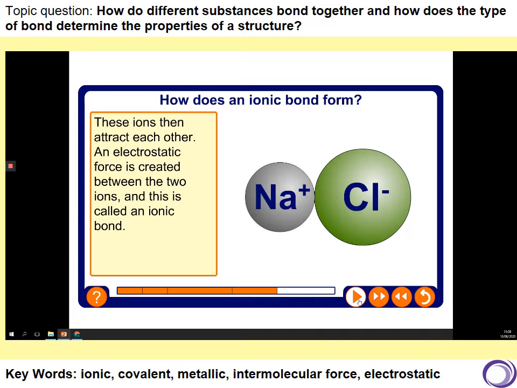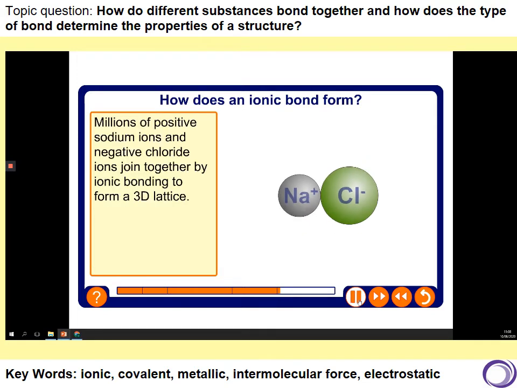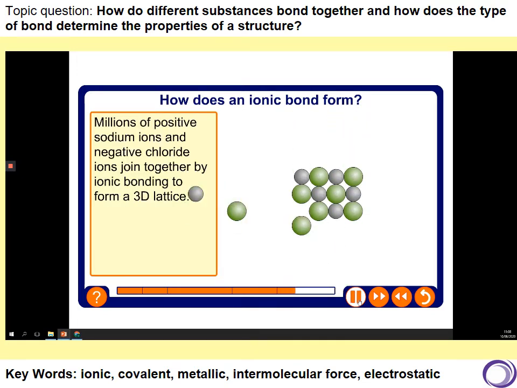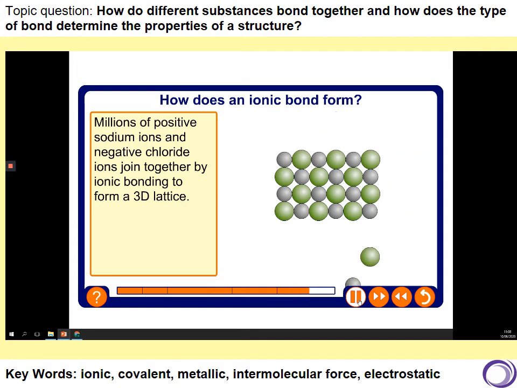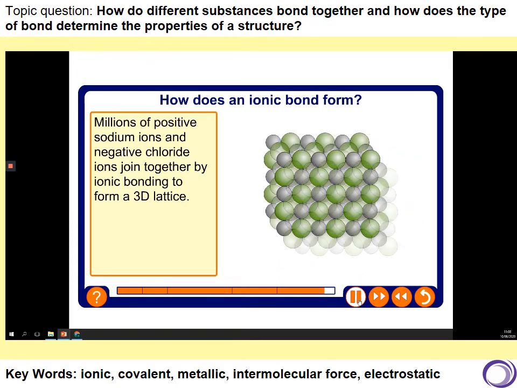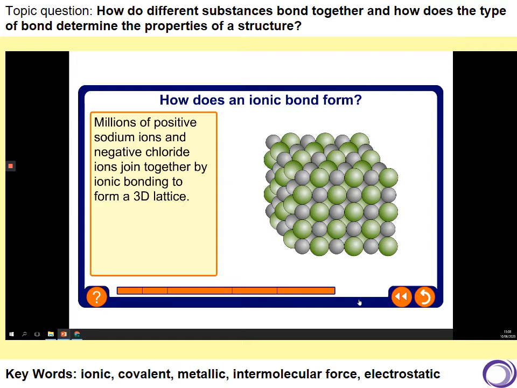Ions, however, are not 2-dimensional. They exist in all 3 dimensions. So the positive and negative charge will be applied in all 3 dimensions. Ionic compounds will consist of more than 1,000 ions, and these are joined together by ionic bonding to form a 3D lattice.